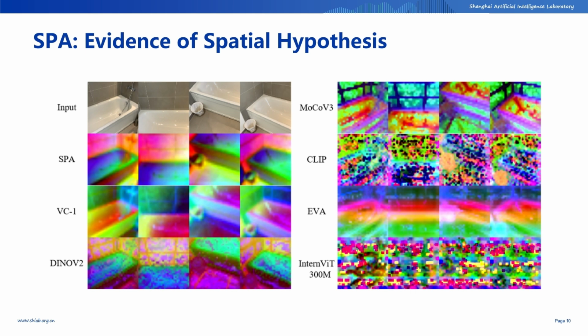Additionally, the features produced by SPA are cleaner and more coherent. Though VC1 also generates smooth features, they are not consistent across viewpoints. The feature maps from the multimodal approach are highly noisy and lack details.